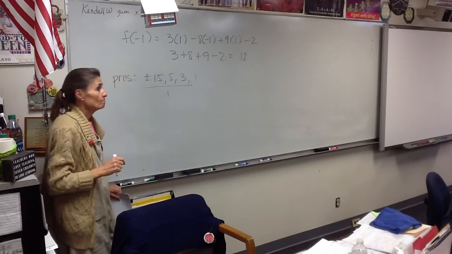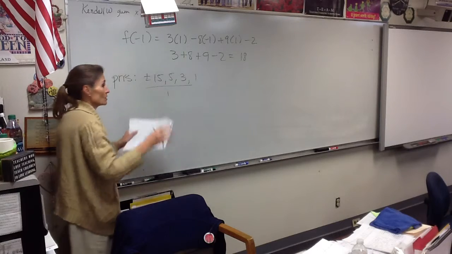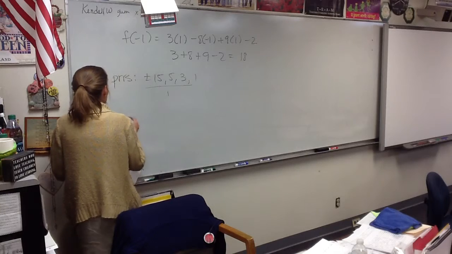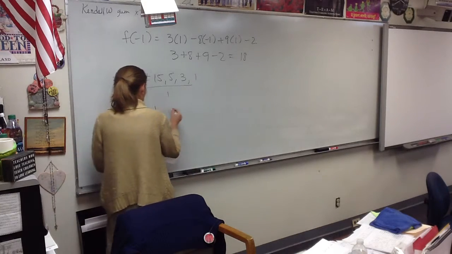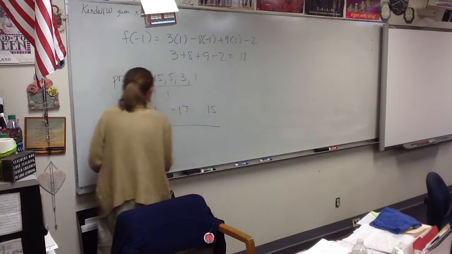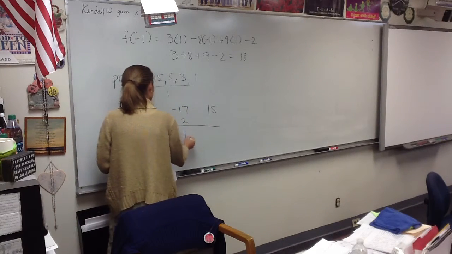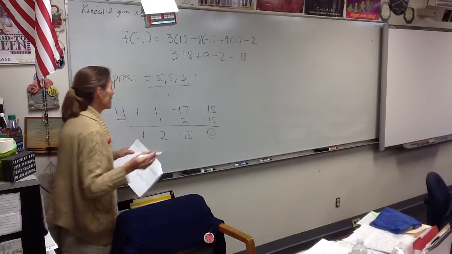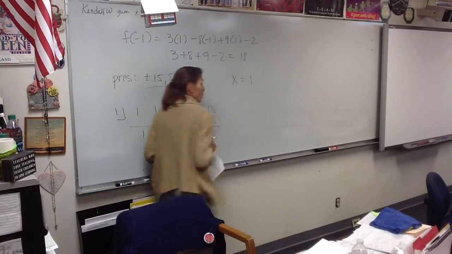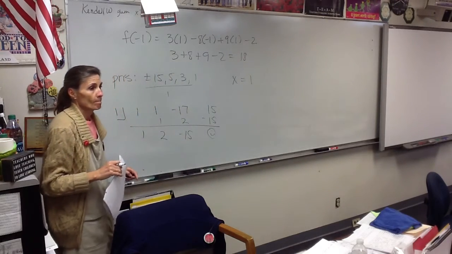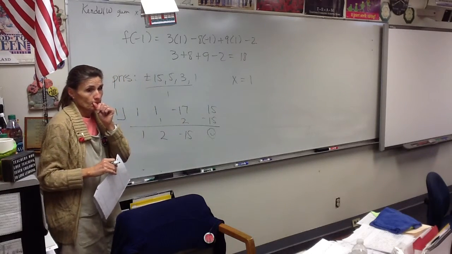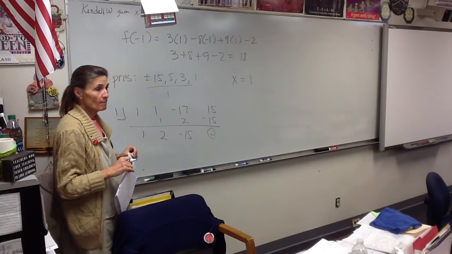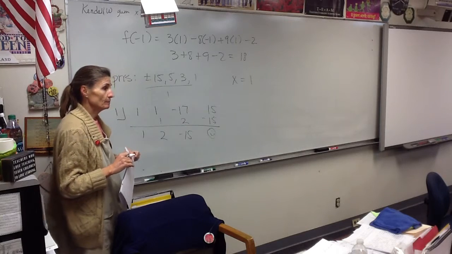So what do we do? Start putting them in, right, and see what happens. How about 1? I think 1 works. It looks promising. So 1 of my zeros is 1. Everybody okay with that? So now what?